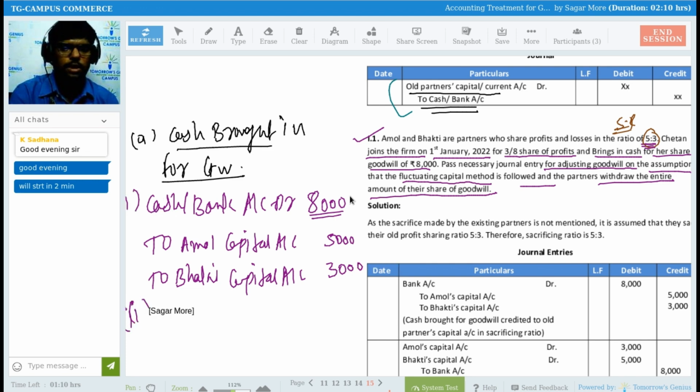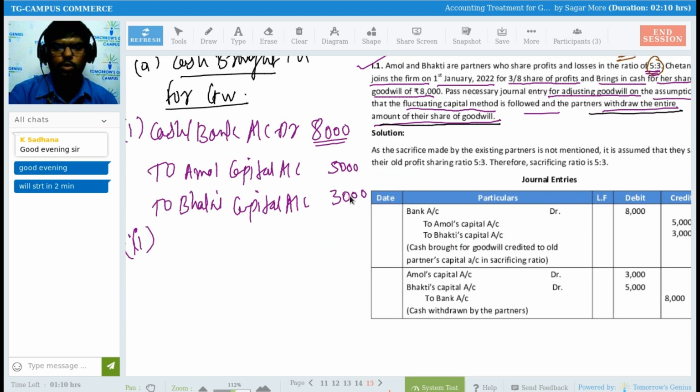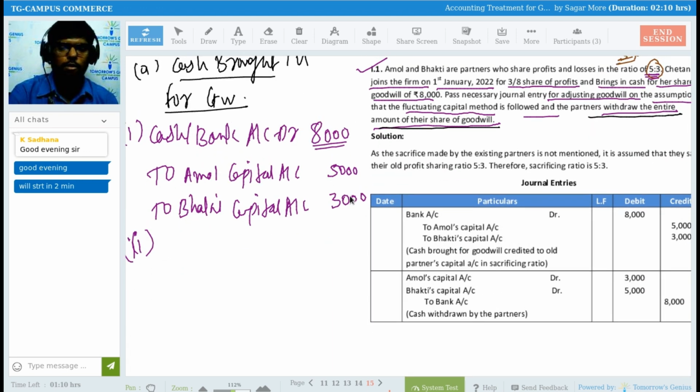What will be the second entry now? Tell me. They clearly mention here that partners withdraw the entire amount of their share of goodwill. They have withdrawn the entire amount of their goodwill. So which entry do we have to pass when they withdraw? When the amount is withdrawn, we have to pass a journal entry exactly the reverse of this, and that entry is Amol's capital account debit, right?